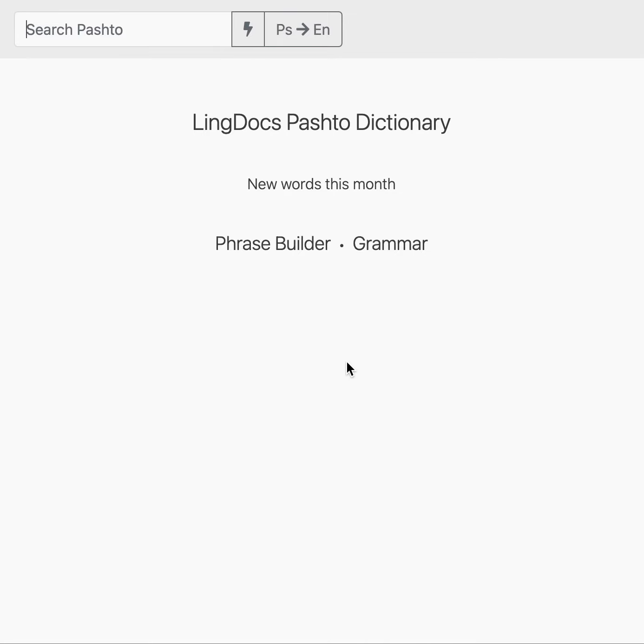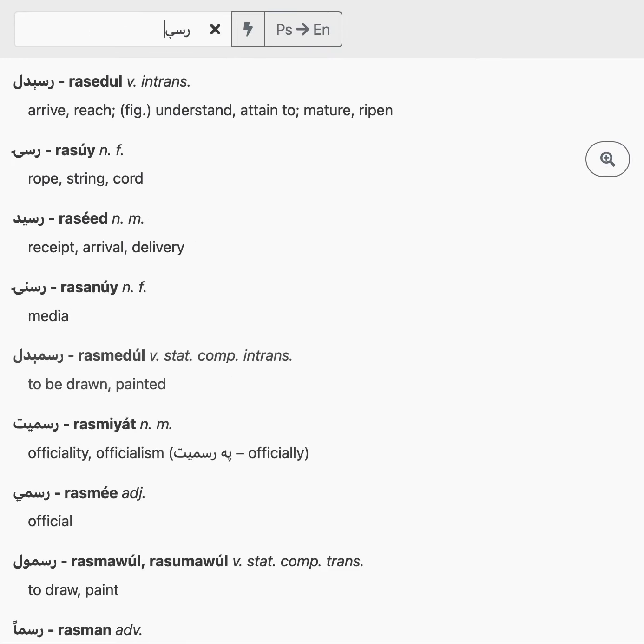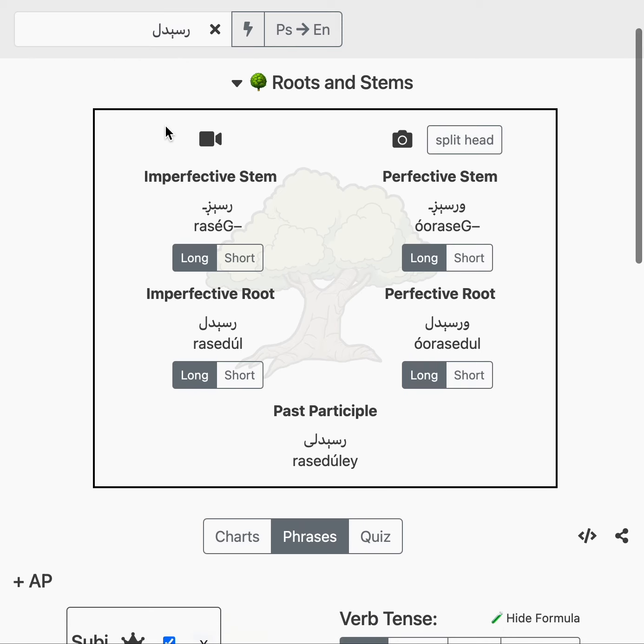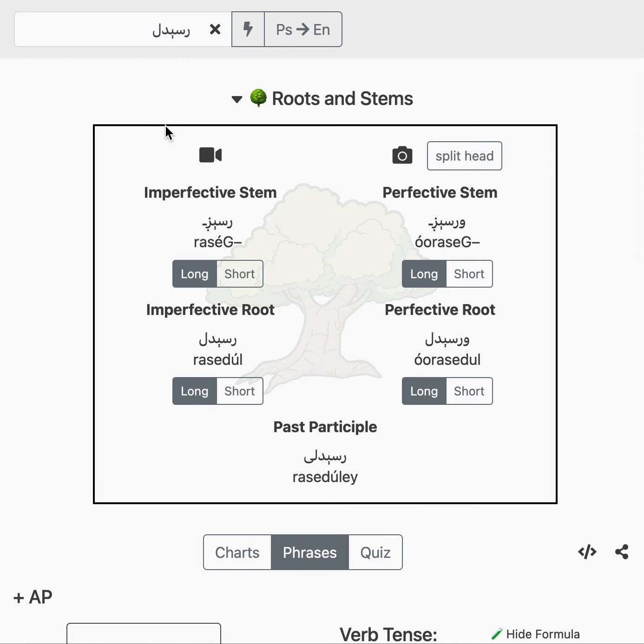Hi everybody. In this series, we're going to look at how we can explore verbs in the LingDocs Pashto dictionary. And while we do that, we'll see what we can learn about grammar and about phrase structure and all kinds of fun stuff. So, in this LingDocs Pashto dictionary, when you look up a verb, let's say we look up rasidal, to arrive, then you click on it and you can see the roots and stems of the verb.